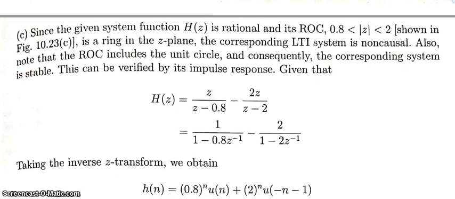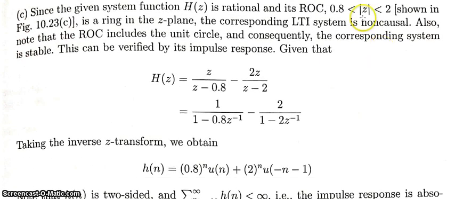Okay. Now we will consider the third case. Here, the ROC is the region lying between 0.8 and 2, that is, mod z greater than 0.8 and less than 2. So it is a ring in the z plane, and therefore the corresponding LTI system is non-causal. Also, the unit circle is included in the ROC. Therefore, we can say the corresponding system is stable.